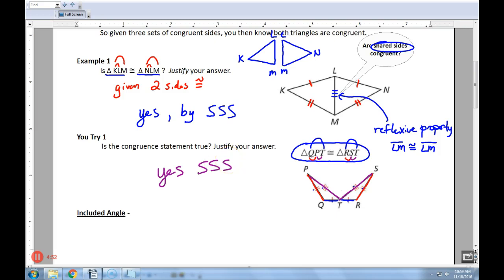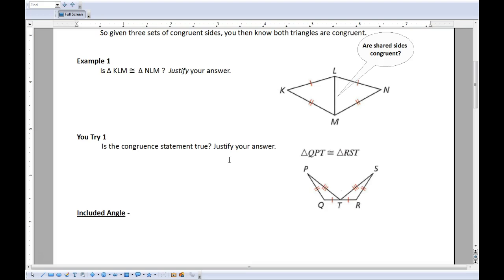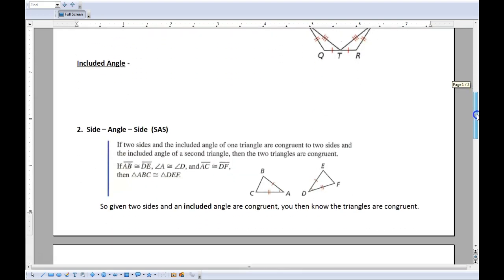Alright, so side, side, side is pretty straightforward. It's pretty easy to see. This next one can be a little bit trickier. Before I jump into it, if you look at the next theorem, which is called side angle side, the side angle side theorem, or postulate I should say. Technically it's not a theorem, it's a postulate. But anyway, it says if 2 sides and the included angle, well, I have to talk about what an included angle is.